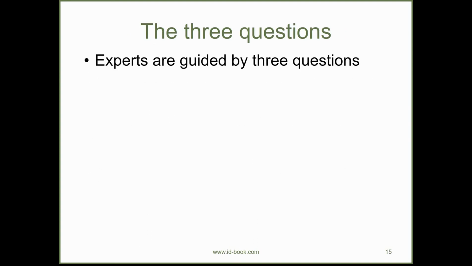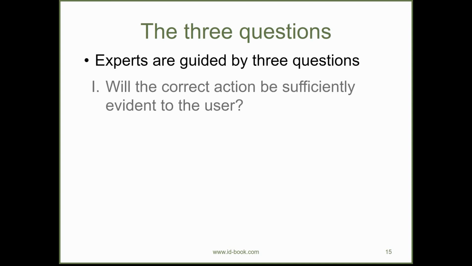As the experts are going through the interface, they try to answer each question for each step in the task scenario. The first question is, will the correct action be sufficiently evident to the user? Meaning, does the interface provide cues to the user on how to complete this particular step of the task?